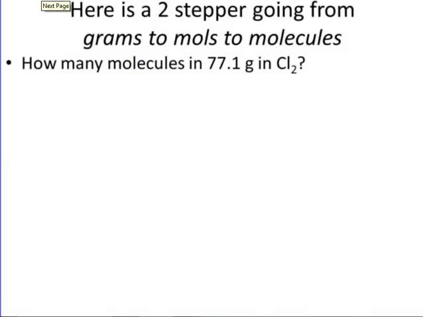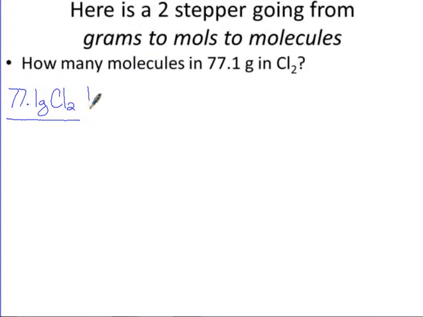A two-stepper. These ones get tougher. We are going from grams to moles to molecules. On this one again, let me walk you through it, and then pause and get it in your notes afterwards, or just follow with me now. Start with what I have. I have 77.1 grams Cl2. Chlorine's a diatomic. We'll talk about that later. And I want to get to molecules.